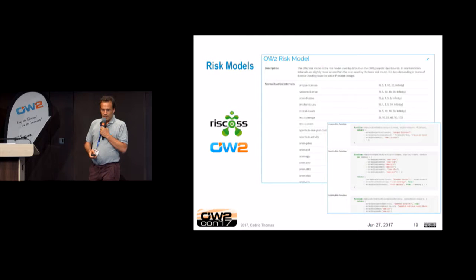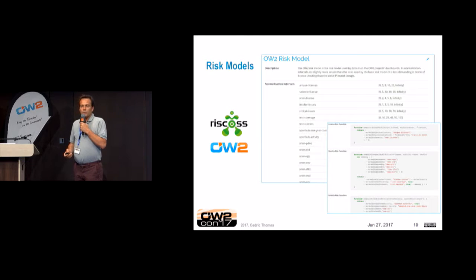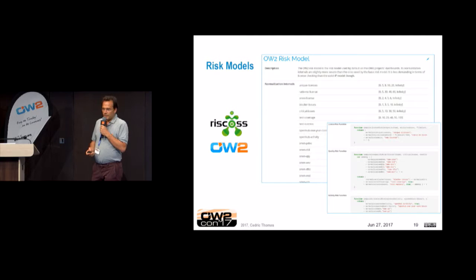And we have implemented, who was talking about the quality model? It was in OSS Meter, right? Yeah.